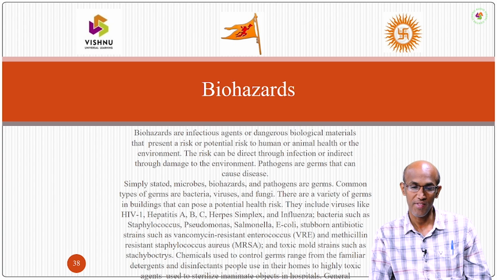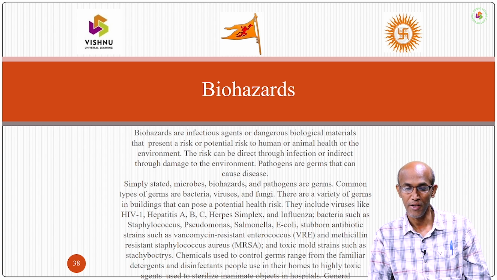There are a variety of germs in buildings that can pose a potential health risk. They include viruses like HIV-1, hepatitis A, B, and C, herpes simplex, and influenza. Bacteria such as Staphylococcus, Pseudomonas, Salmonella, E. coli, stubborn antibiotic-resistant strains such as vancomycin-resistant Enterococcus and methicillin-resistant Staphylococcus aureus, and toxic mold strains such as Stachybotrys.